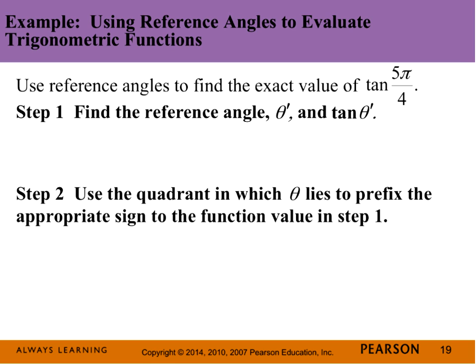And this is our last problem to look at. So we're going to use reference angles to find the exact value of the tangent of 5 pi over 4. And the first thing I did was converted 5 pi over 4 to 1 1/4 pi. So if we want a quick picture of that, here's 1 pi, and then another fourth lands there, so that's going to put us for that original angle theta in quadrant 3.